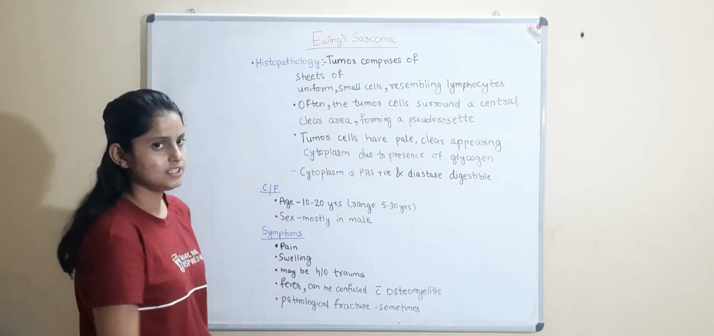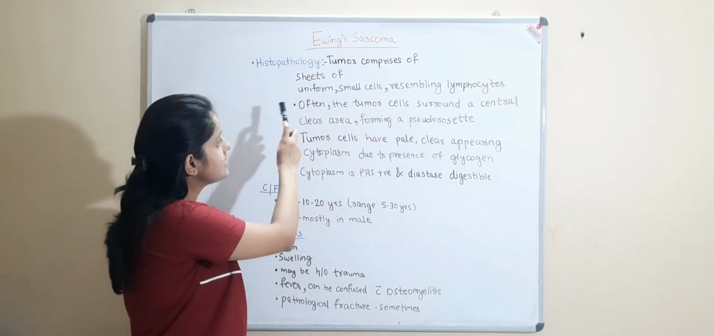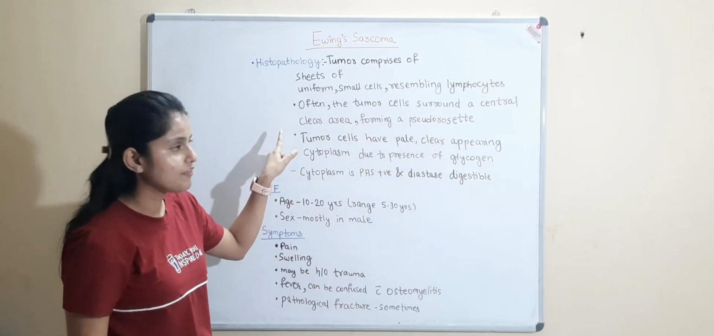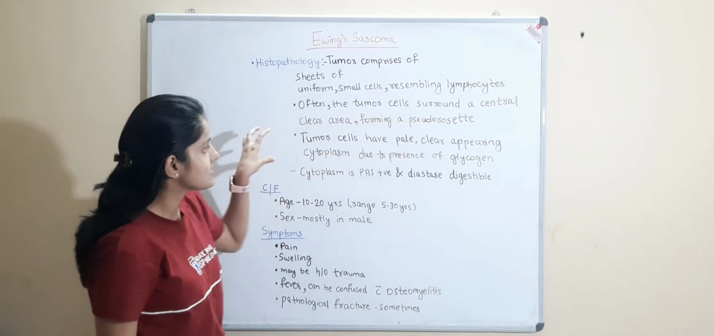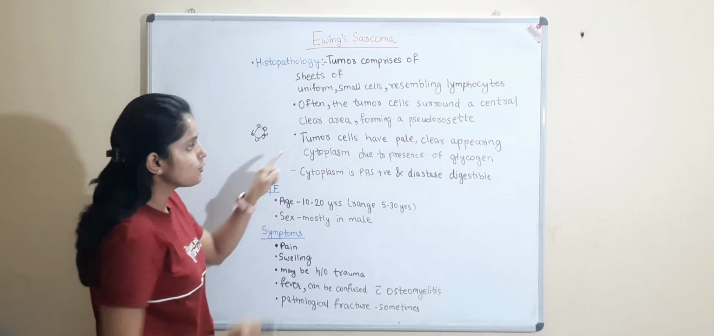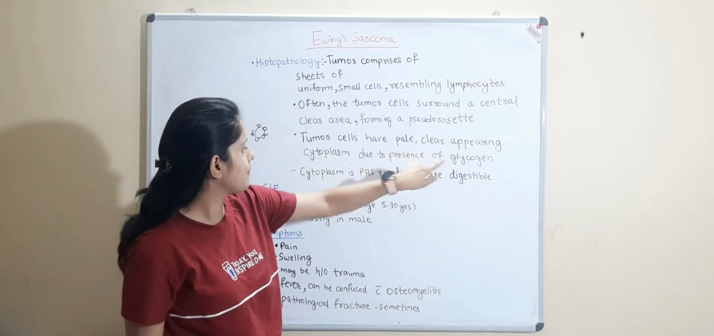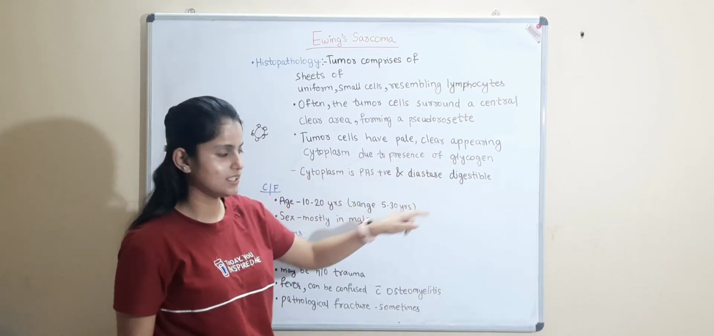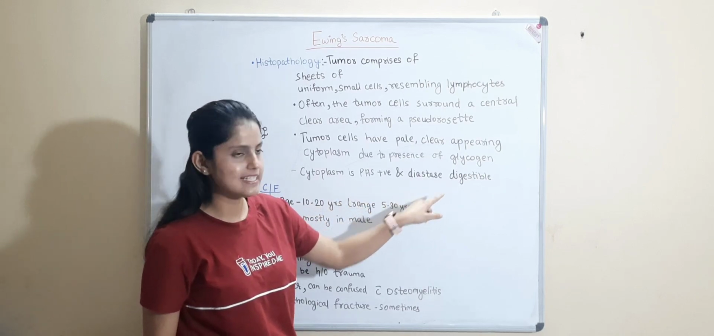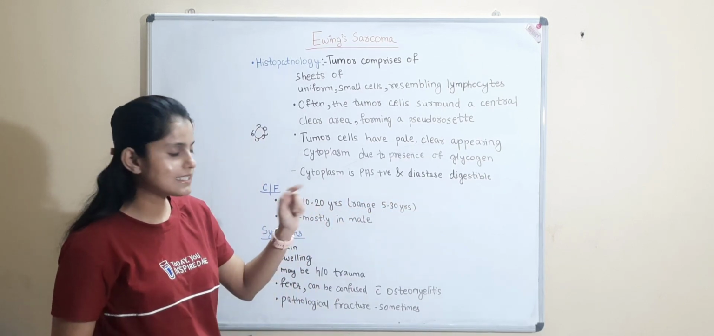On histopathology, the tumor comprises sheets of uniform small cells resembling lymphocytes. Often, the tumor cells surround a central clear area forming a pseudorosette. Tumor cells have pale, clear-appearing cytoplasm due to the presence of glycogen. The cytoplasm is periodic acid-Schiff positive and diastase digestible, as the cytoplasm contains glycogen.